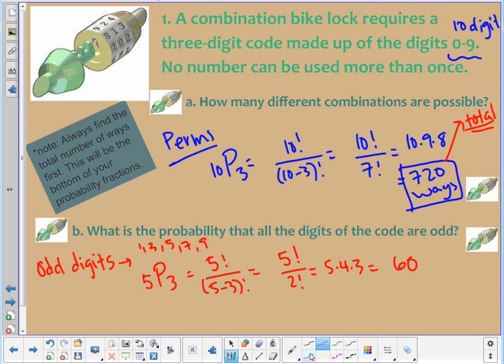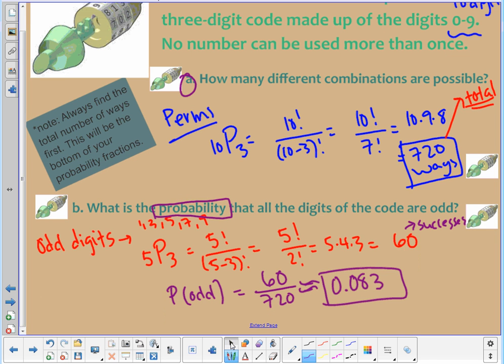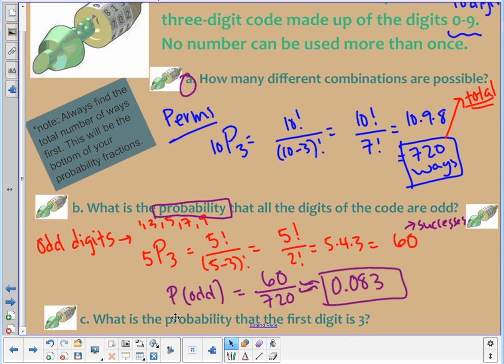But now we're looking for probability. We just calculated the top, the successes of that probability. So if I look at the probability of having odd digits, my probability is 60 out of the total, which is 720 that we found up here in part A. So 60 out of 720, I divide those two, and I should make this approximately equal because I need to round here. That's 0.083 for my probability.